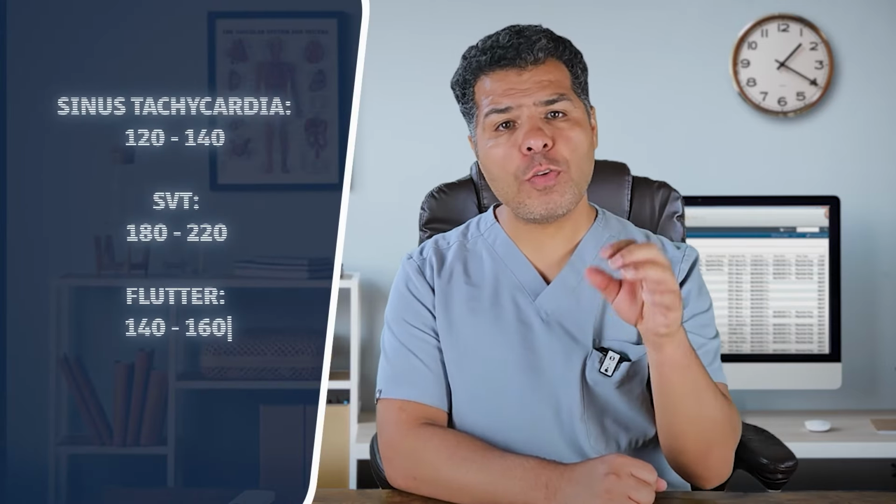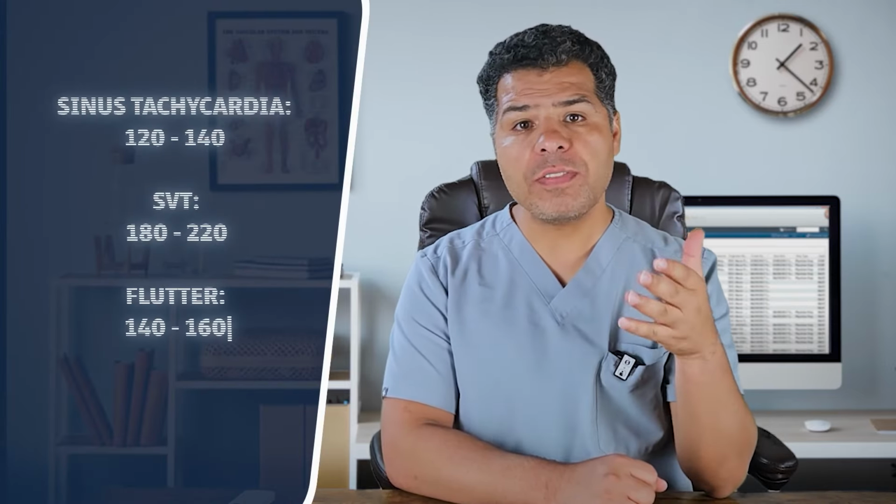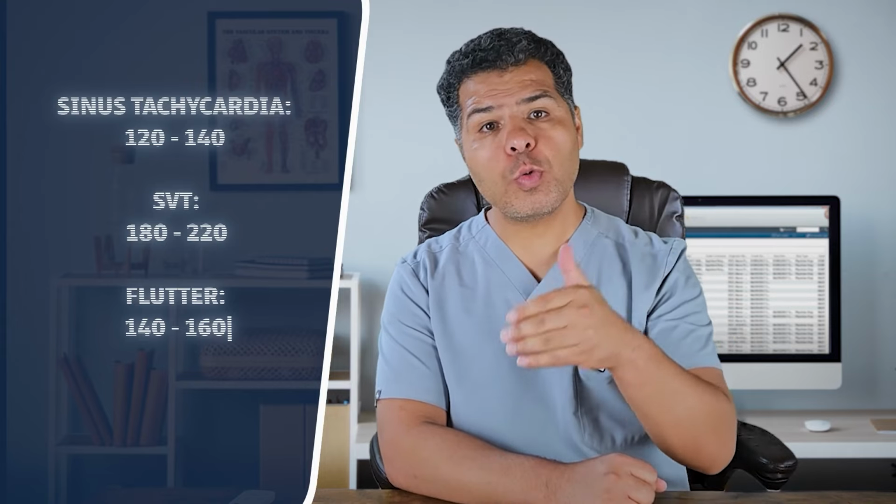I will not go over the characteristics of each rhythm in this video. I assume you know that. But remember the following, please. Most sinus tachycardias are in the range of 120 to 140. Most SVTs are in the range of 180 to 220.